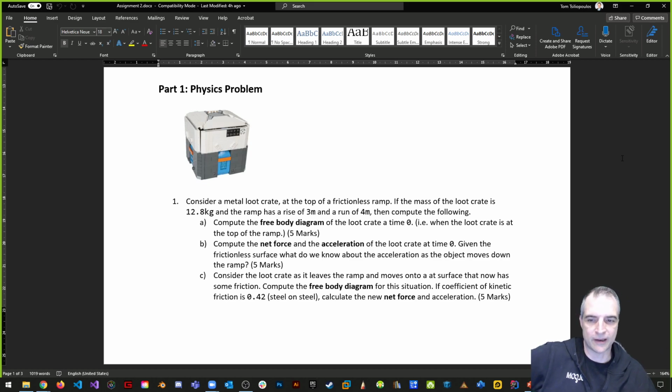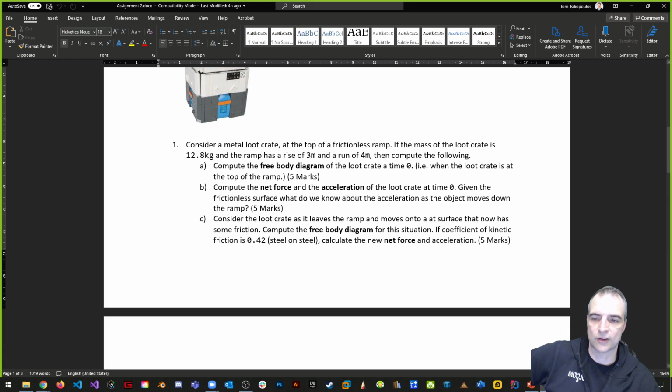Compute the free body diagram of the loot crate at time 0. So in other words, when the loot crate is at the top of the ramp. Okay, so what is the free body diagram? What does that look like? Draw it out. You're going to need free body diagrams for your test. Chances are there might be one or more. Compute the net force and the acceleration of the loot crate at time 0. Given the frictionless surface, what do we know about the acceleration as the object moves down the ramp? So what is the acceleration is what I'm asking here.